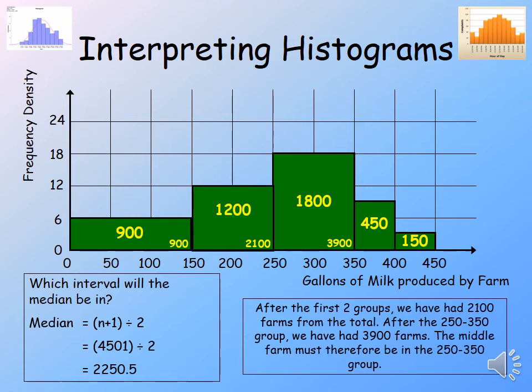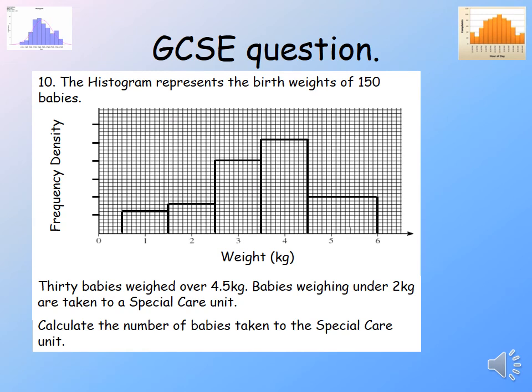Alright, so after the first two groups we had 2,100 farms from the total, and after the 250, 350 groups we have 3,900 farms, so the middle farm must be in that group, from 250 to 350. Alright, because it's in the middle of that group. Okay, and that is it. That's the end of the session.